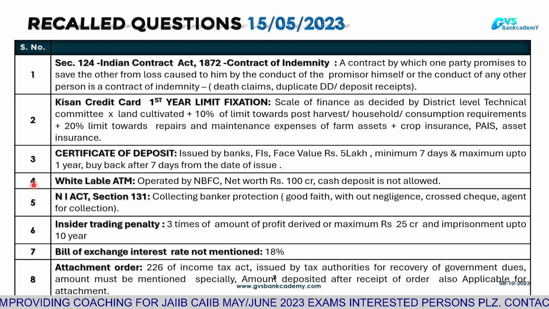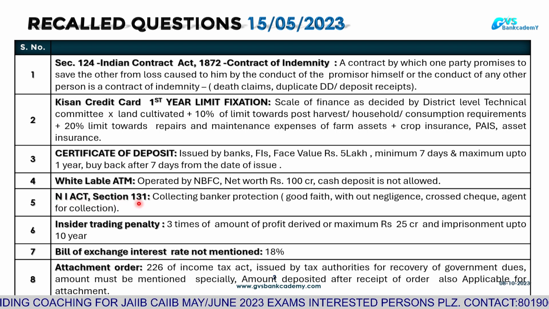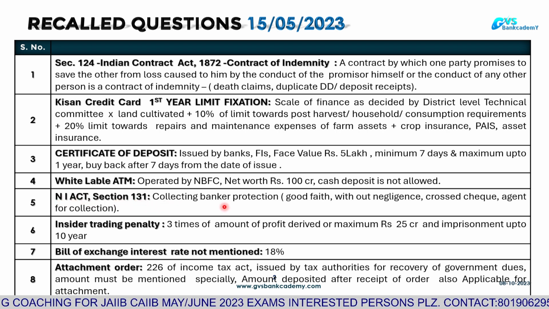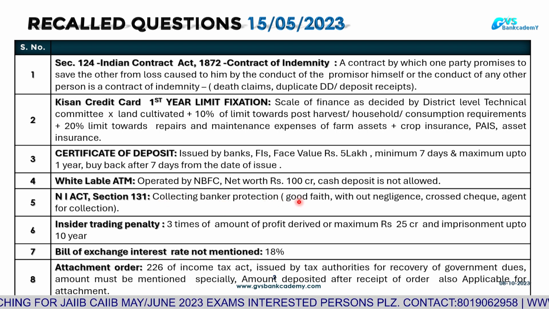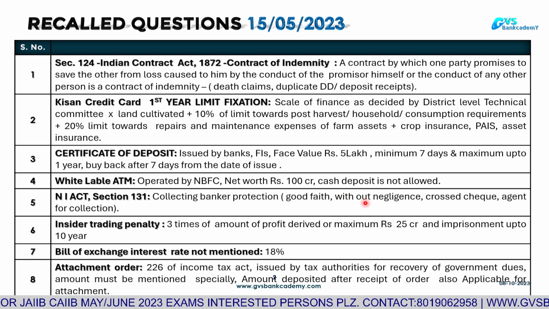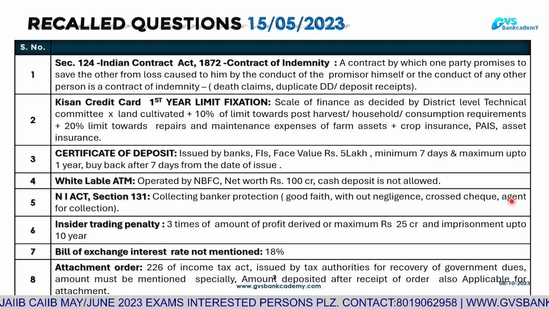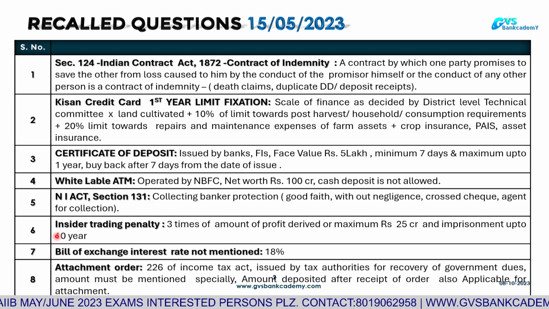Question number 5, Negotiable Instruments Act, Section 131. Collecting banker protection. What are the duties of the collecting banker to get protection? Duties: good faith, without negligence, crossed cheque, agent for collection.